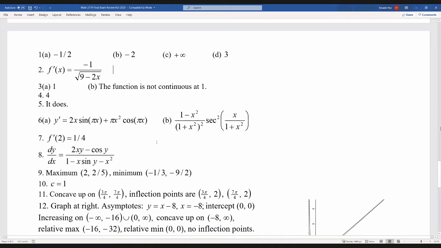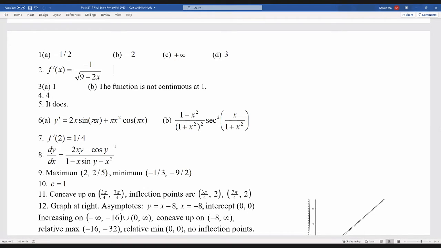(3a), see? This is 2 by using the definition of derivative. This is 3a. The answer is 1, right? The limit is 1, right? As x goes to 1, the limit is 1. The function is not continuous at 1. The reason is that the limit and the function value are not the same, right?